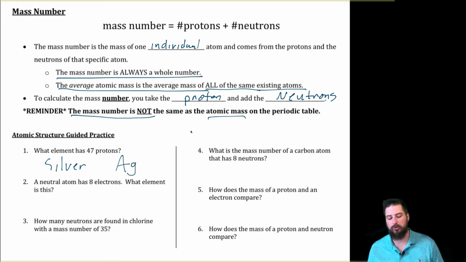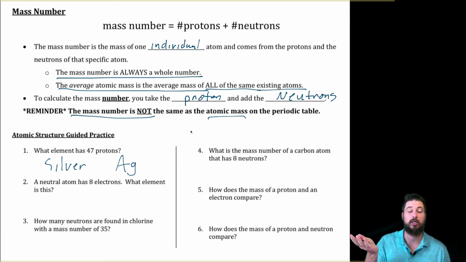Now a neutral atom has 8 electrons. What element is this? We didn't really talk about what a neutral atom is, but I'm going to tell you what it is now. A neutral atom is an atom in which the protons and the electrons are equal to each other. Because if you have 8 electrons, for the atom to be neutral, it's got to have 8 protons. Because it's going to have 8 negative charges, for it to be neutral it has to have 8 positive charges.